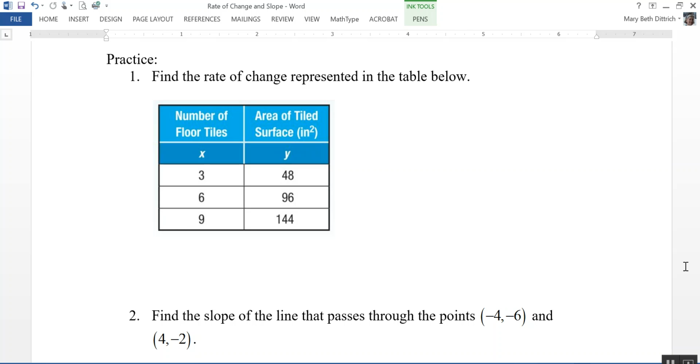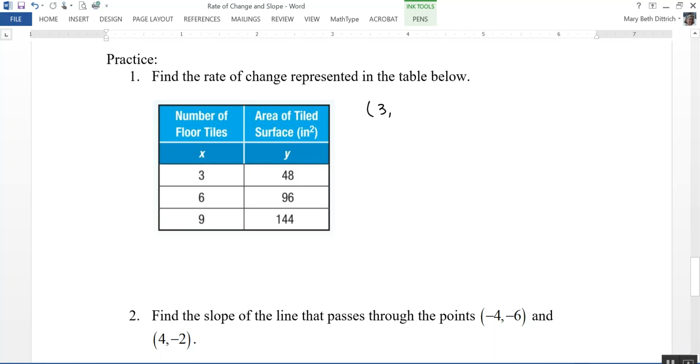Okay, the first practice problem says find the rate of change represented in the table below, where x is the number of floor tiles and y is the area of the tiled surface, the surface that's covered by these floor tiles. To find the rate of change, I'm going to pick 2 points here.